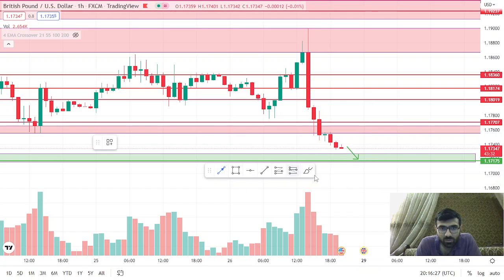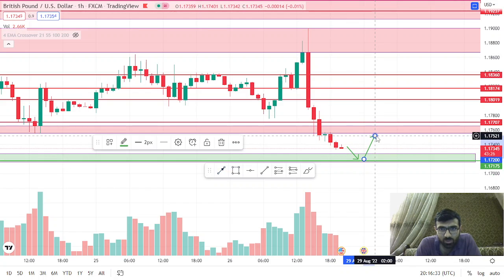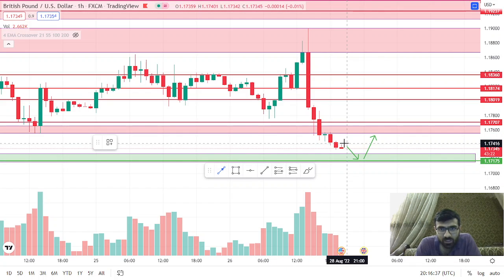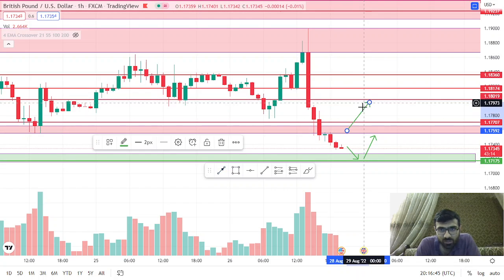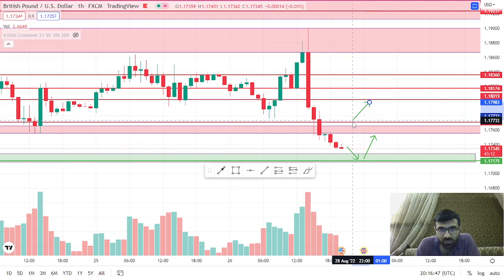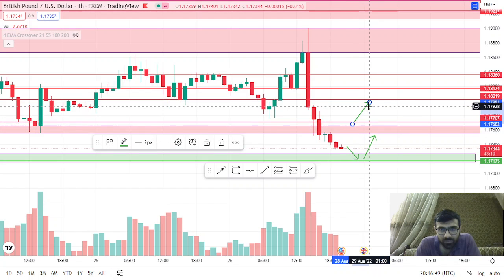Okay, so market enters this area and then market closes above this area, then maybe we could go long from here. On the other hand, if the market closes above this zone, then maybe we could go long straight away, somewhere like this.